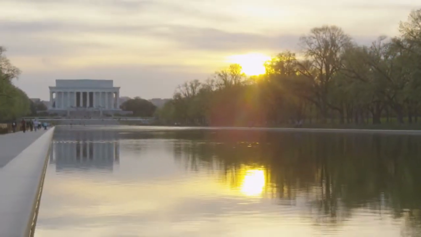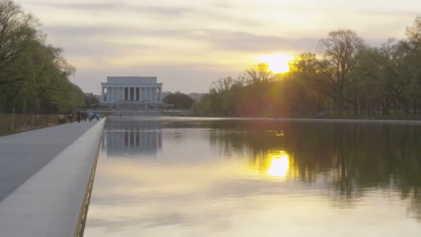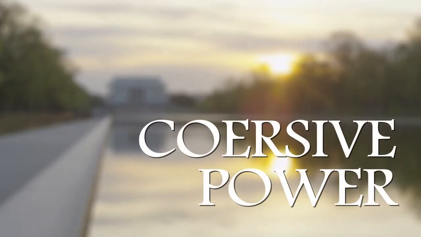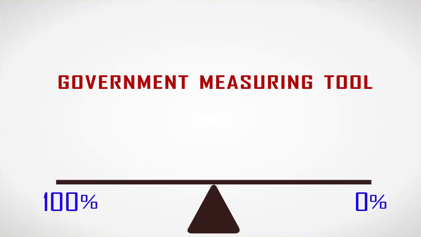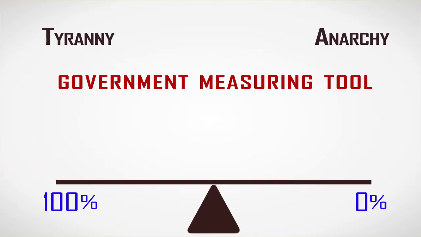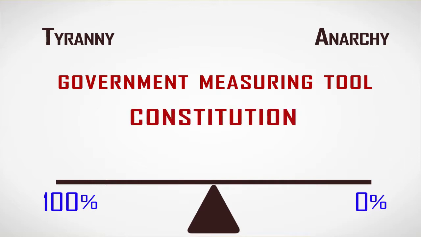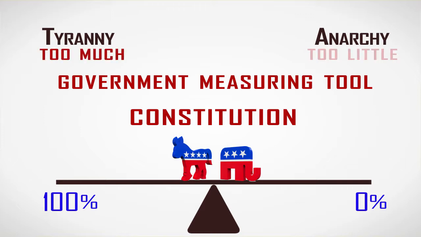All right, let's sum up. The Founding Fathers measured government in terms of coercive power, not parties. The government measuring tool which we've designed here doesn't see extremes in terms of wings of a political party. Instead, tyranny is on the extreme left and anarchy on the extreme right. And the Constitution was intended to put us in the center of our government measuring tool. We need government to protect our lives and property. However, we don't want too much or too little. We want to avoid the extremes of anarchy and tyranny.